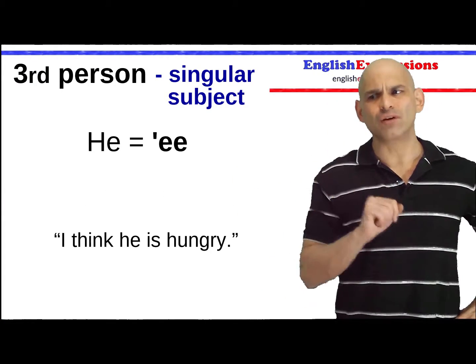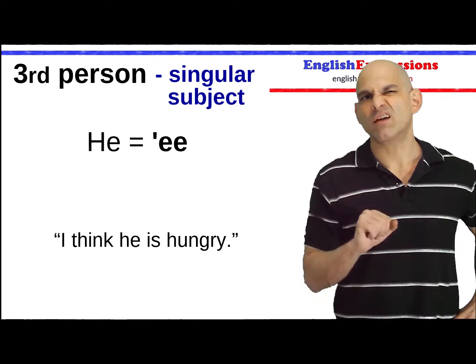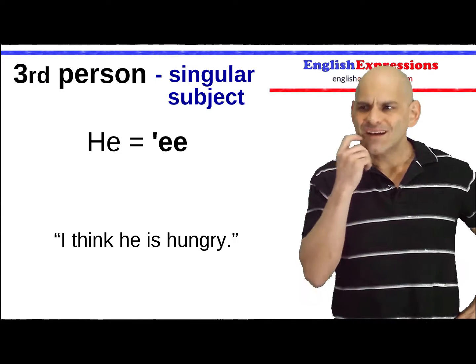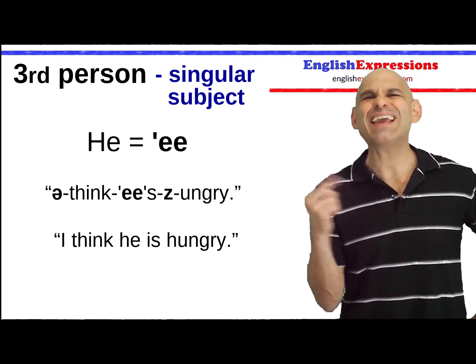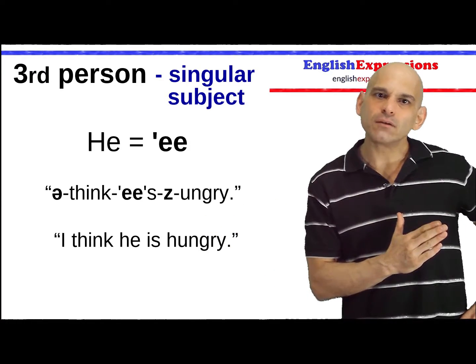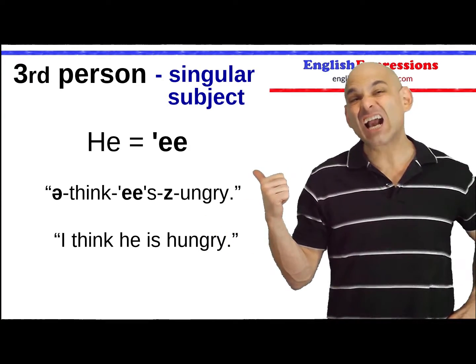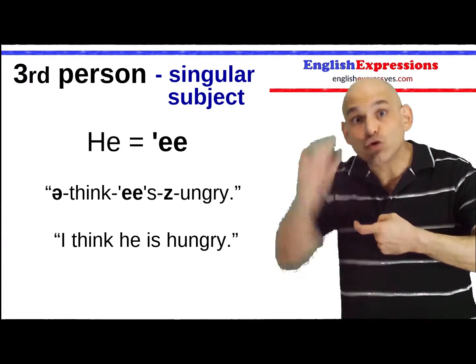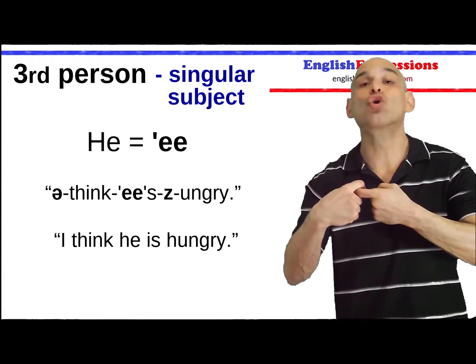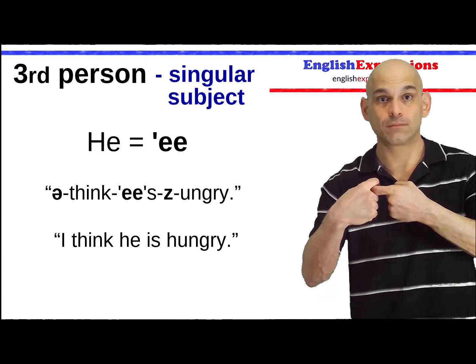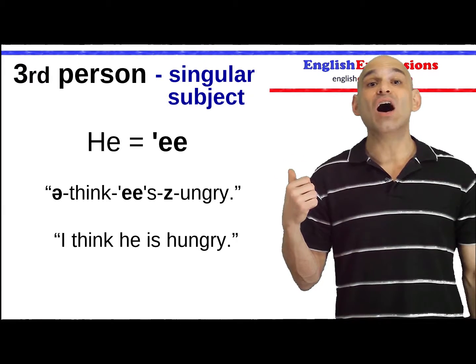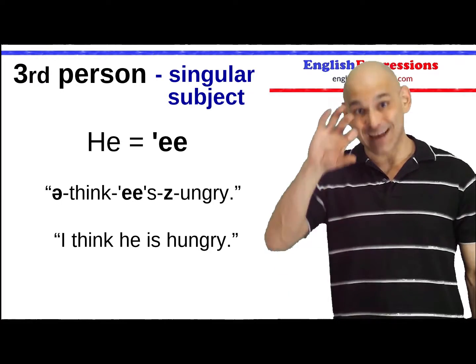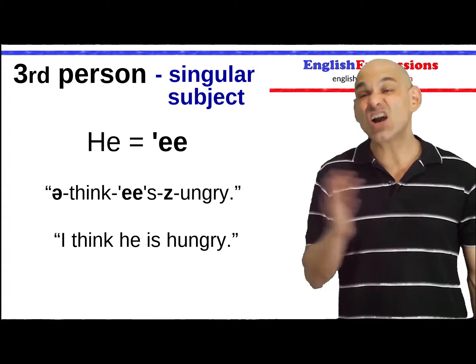I think he is hungry. A native English speaker wouldn't say that. A native English speaker would say, I think he's hungry. I think he's. So think links onto he, just a long E sound, but we drop the H. I think he's hungry. He's hungry. And notice how the H in hungry is kind of dropped. I think he's hungry.